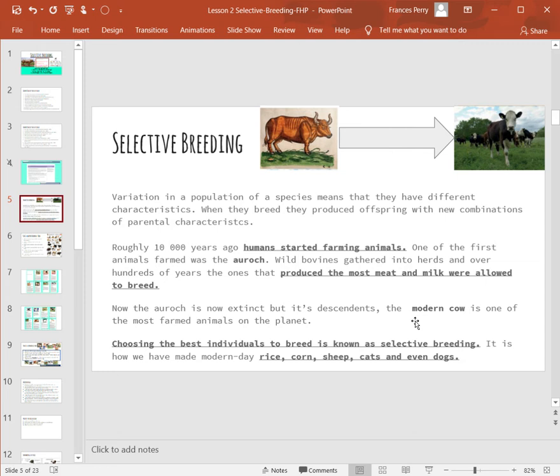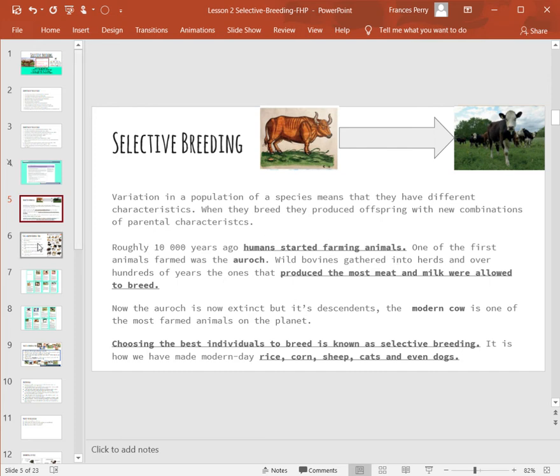A little bit of blurb to start you off thinking about variation in a population, which humans have capitalized on over thousands of years to domesticate wild animals by selecting those individuals that have the traits that they want to breed and encourage in the population. The example here is the wild auroch, which has been domesticated over the years to produce both milk cattle, Friesians and so on, but also beef cattle as well, by selecting the particular traits that you want.